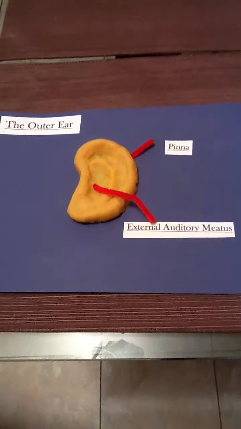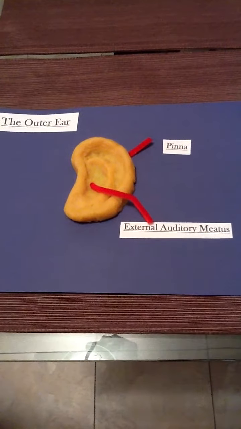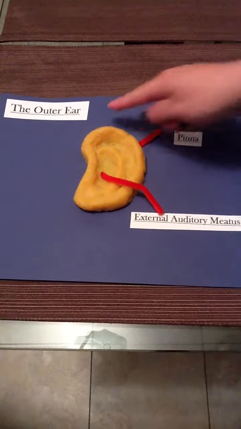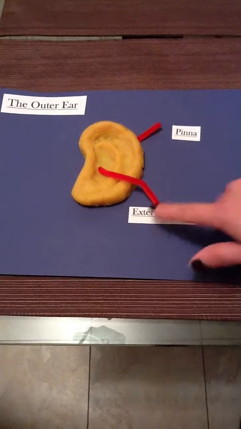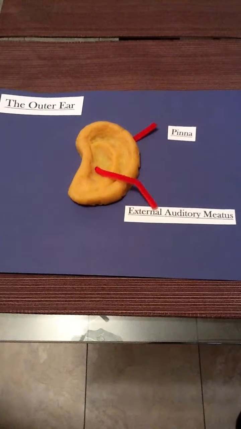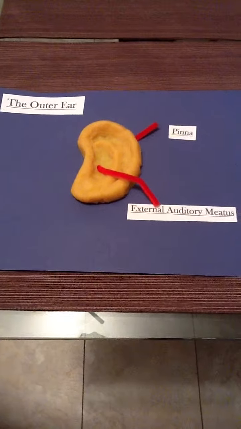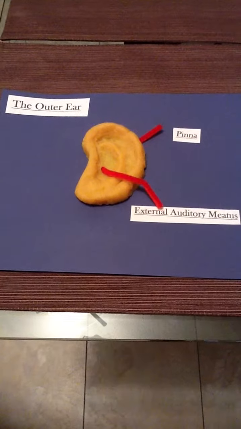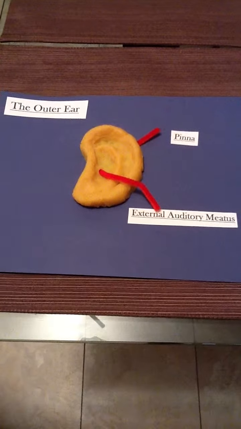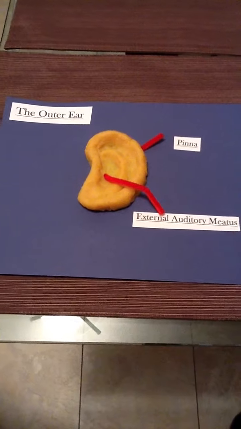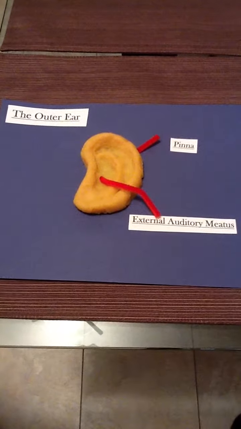The first model we're going to look at is that of the outer ear. As you can see, the outer ear contains two parts, which are the pinna and the external auditory meatus. The pinna is also known as the auricle and serves many different functions. The pinna is usually what we refer to as the ear and aids in the localization of sound. The external auditory meatus is also known as the ear canal.